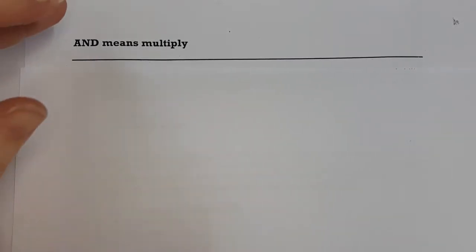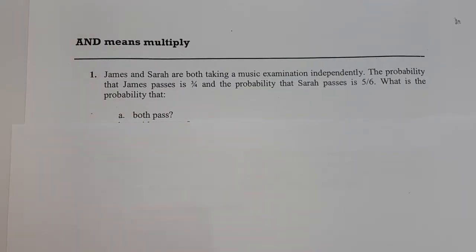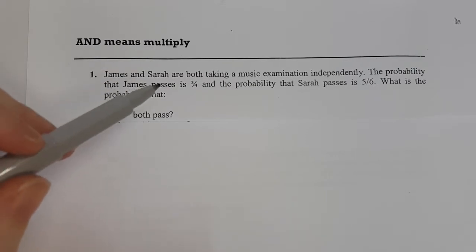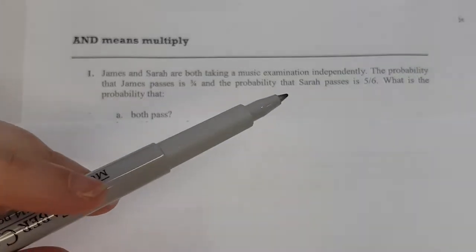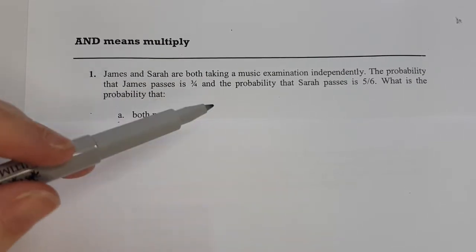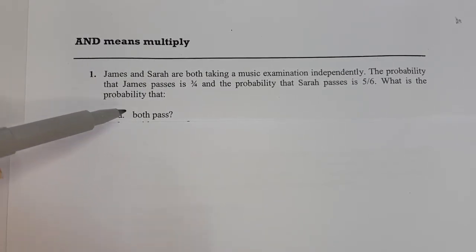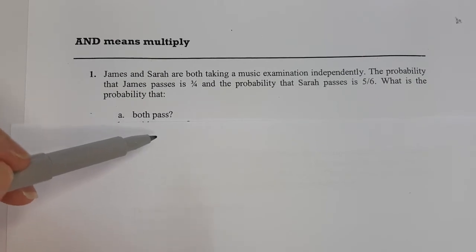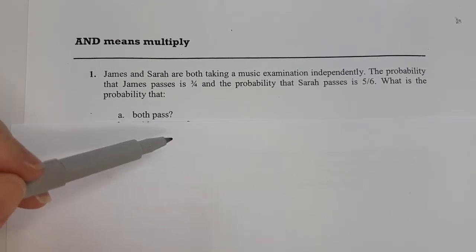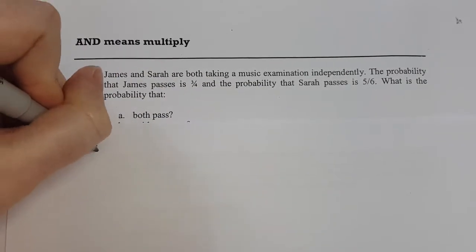So if we look at some examples for "and", the first one says, James and Sarah are both taking a music exam independently. The probability that James passes is 3/4, and the probability that Sarah passes is 5/6. What's the probability that they both pass? Nowhere does it mention "and" in the question, but they want both to pass, which means James is going to pass and Sarah is going to pass.